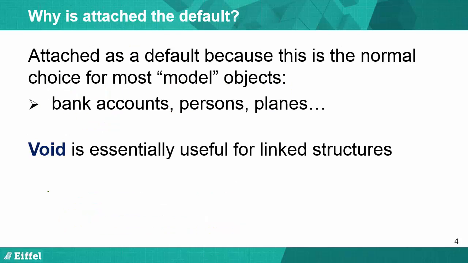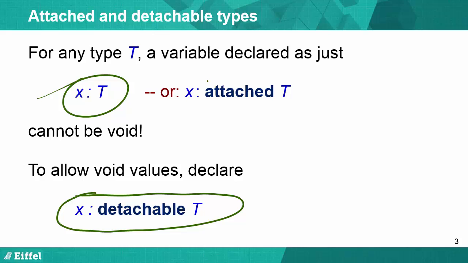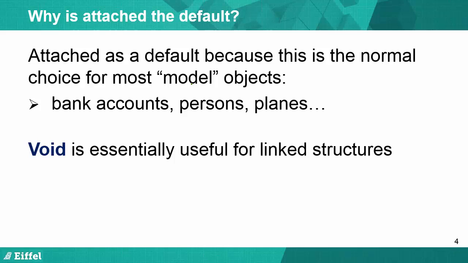Why, by the way, is attached the default? Why don't we have to write attached? It could be the reverse, but in fact it turns out that in practice you will want most of your variables to be attached. For model objects, that is to say for objects in your program that represent concepts in the outside world, bank accounts, persons, planes, whatever, there's no notion of a void bank account, well, except in the sense of not having any money, but the object usually is there. And void is not useful for that kind of example.